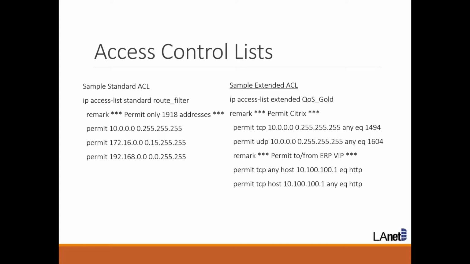And then over on an extended ACL, we use these a lot for QoS, so I used QoS as an example. I might put in a remark per application, right? Maybe that's too granular, but you need some level of remarking. And again, the name of the ACL should also reflect where or how that ACL is applied. So you can very easily tell on the left, this ACL is applied for filtering routes.